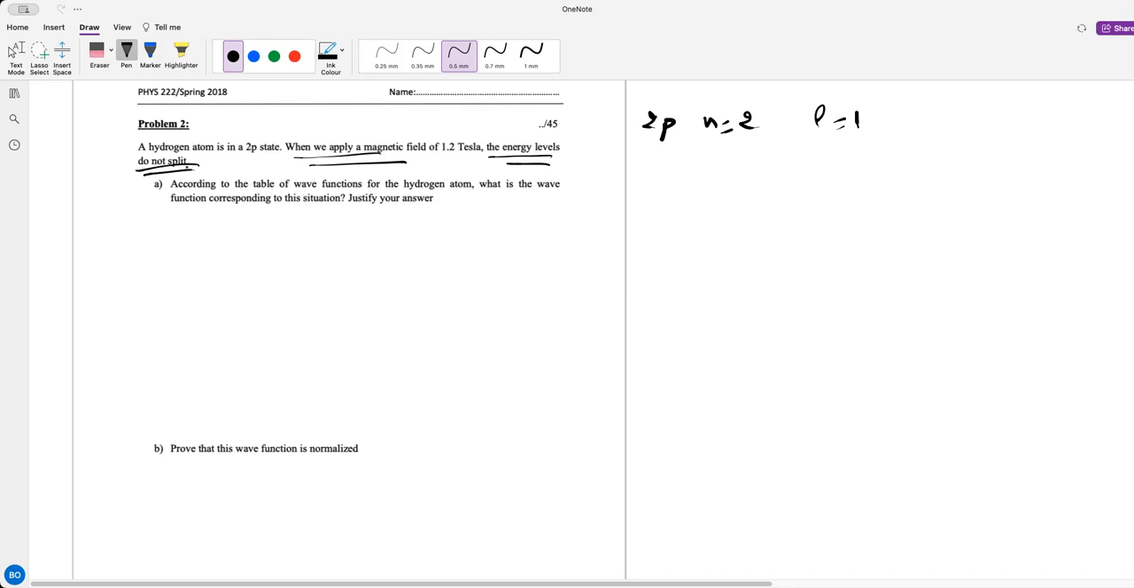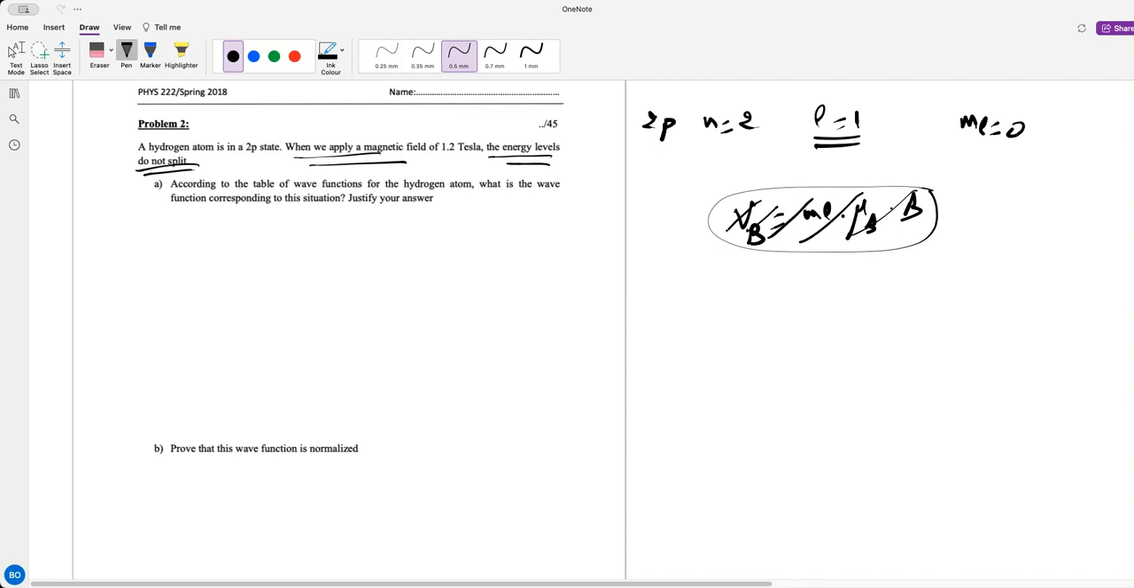What does this mean? ML is 0. Why? Because the magnetic energy is equal to ML mu B. For L equal 1, ML will be either +1, -1, or 0. For ML +1 or -1, the energy will split. So this means that ML is equal to 0, which is very good. So now ML is equal to 0.